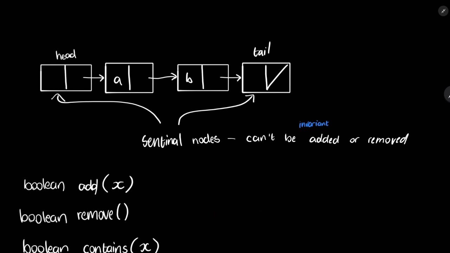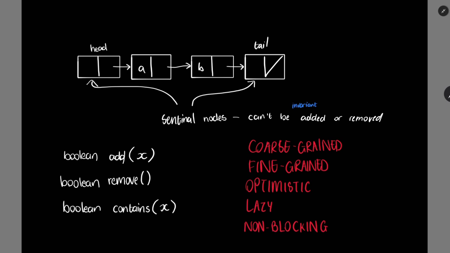So yeah, that's it. These are the three things that we want to define across the different types of synchronization. Let me actually write them out. We have coarse-grained, fine-grained, optimistic, lazy, and non-blocking. These are the ones we're going to be going through. I'll include this in the next video. We'll start off with coarse-grained, and then we'll just use that as a basis to compare to the rest of these.